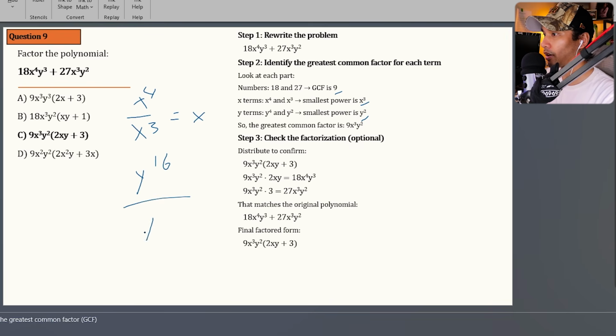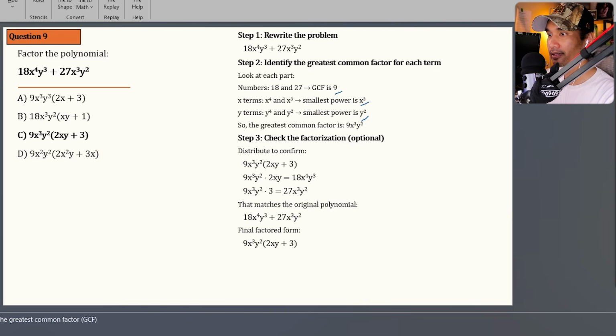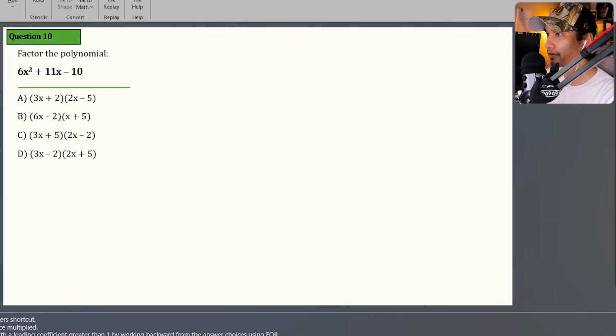So let's just quiz you a little bit. y to the 16th over y to the 12th, what does that equal? That is y to the 4th. So that's what has happened. The final factored form is 9x cubed y squared, and everything in parentheses is 2xy plus 3. Okay, perfect. Let's go ahead and go to question number 10.